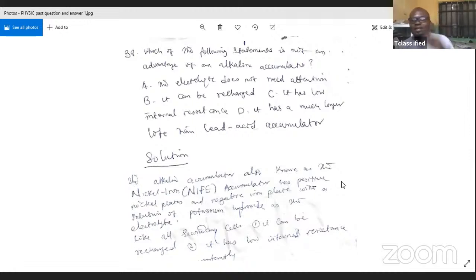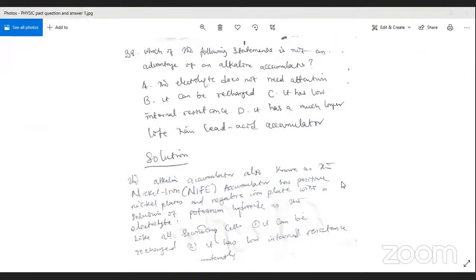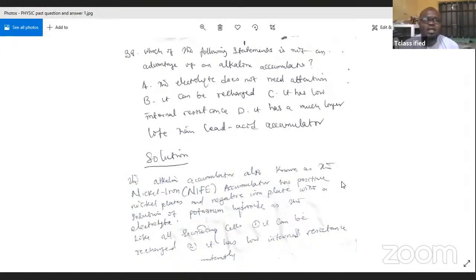So there are different cells that you can use to supply energy, EMF, or current to your circuit. So you can use primary cells or secondary cells. So amongst the secondary cells, you have your alkaline accumulator, your acid accumulator as well. Okay, so it's asking, which of the following statements is not an advantage of the alkaline accumulator? A, the electrolyte does not need attention. B, it can be recharged. C, it has low internal resistance. D, it has a much longer life than lead acid accumulator.